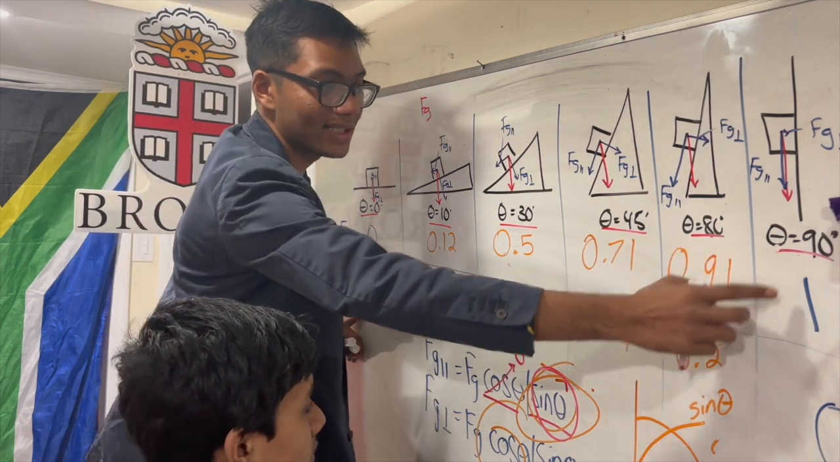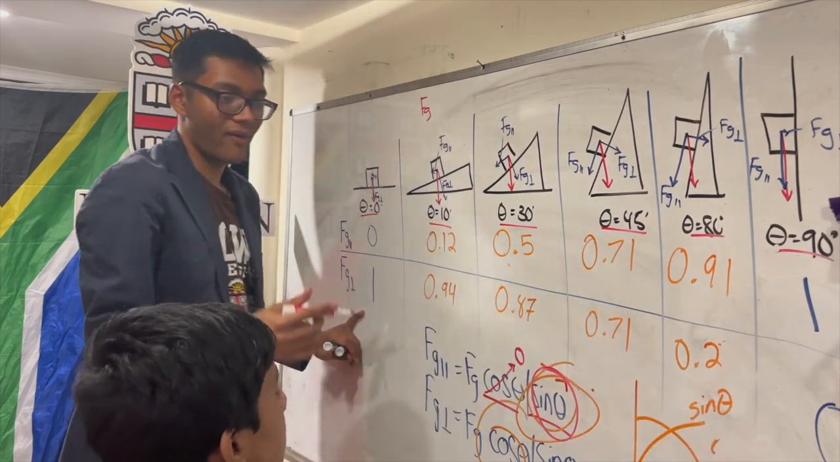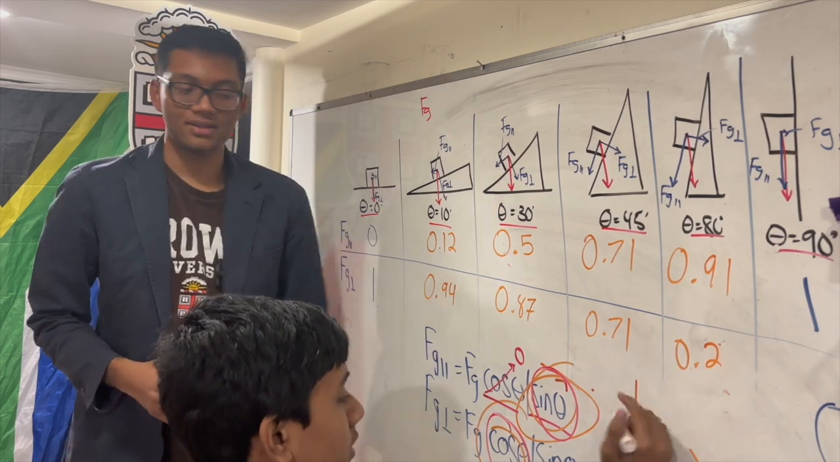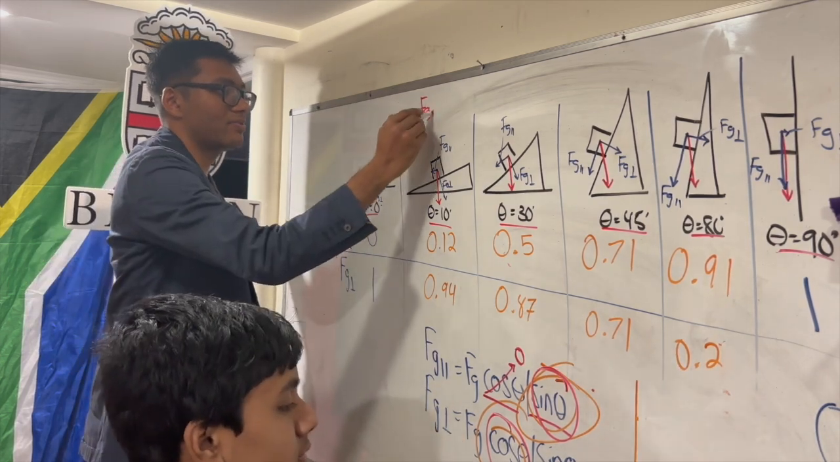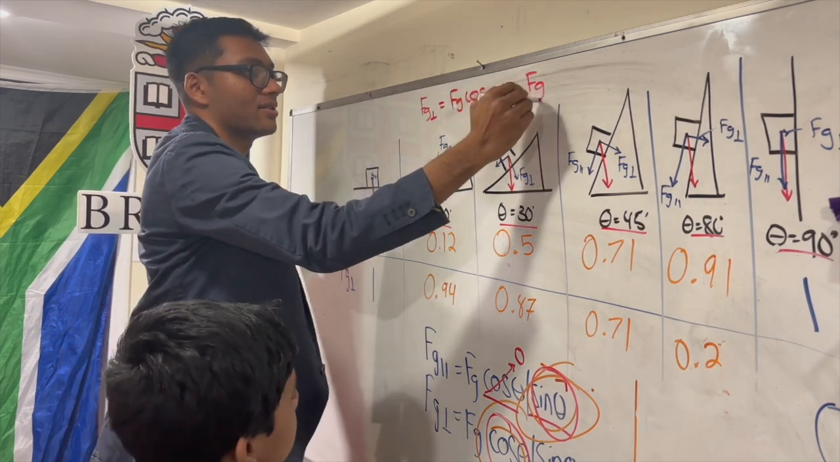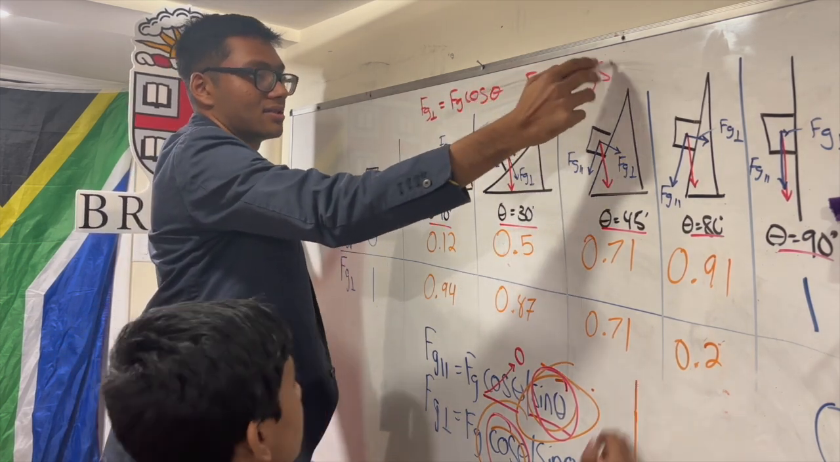When theta becomes 90, does cosine or sine become 0? Cosine. That means FG perpendicular must be cosine theta. Yeah, but also FG perpendicular is FG cosine theta, and FG parallel must be FG sine theta. Okay, so that's the proof.